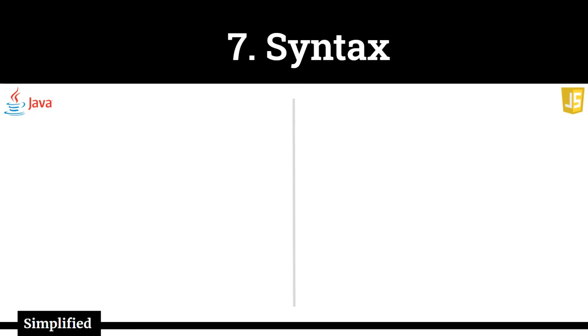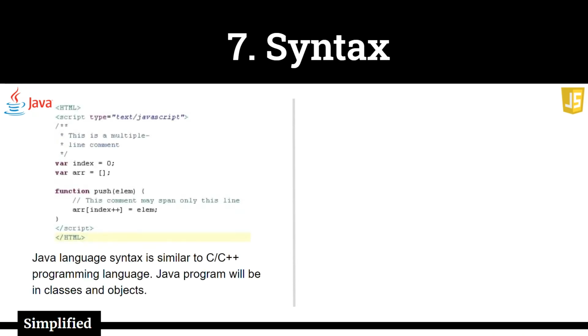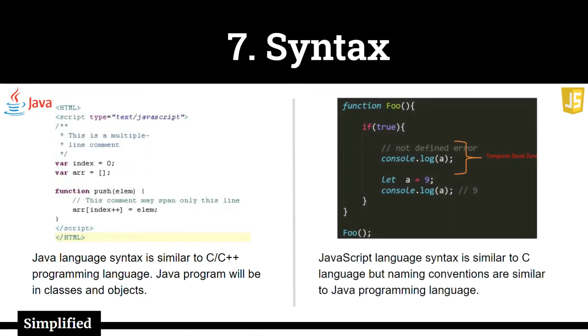Seventh, syntax. Java language syntax is similar to the C++ programming language. A Java program will be in classes and objects. Whereas JavaScript language syntax is similar to the C language, but naming conventions are similar to the Java programming language.